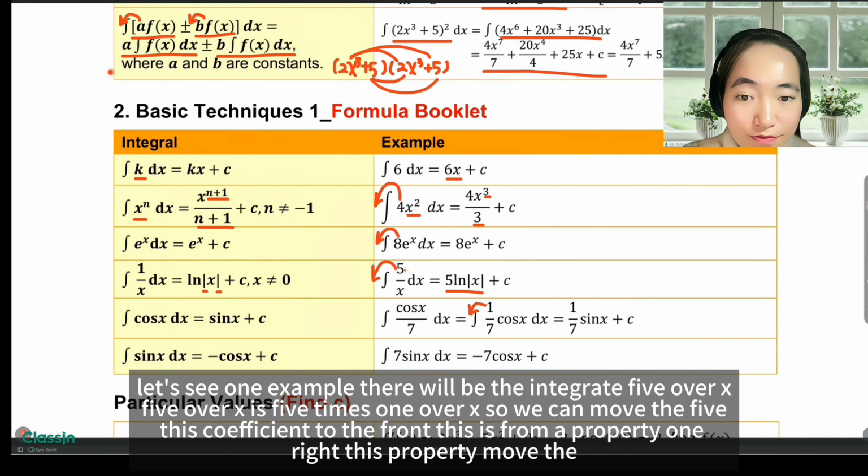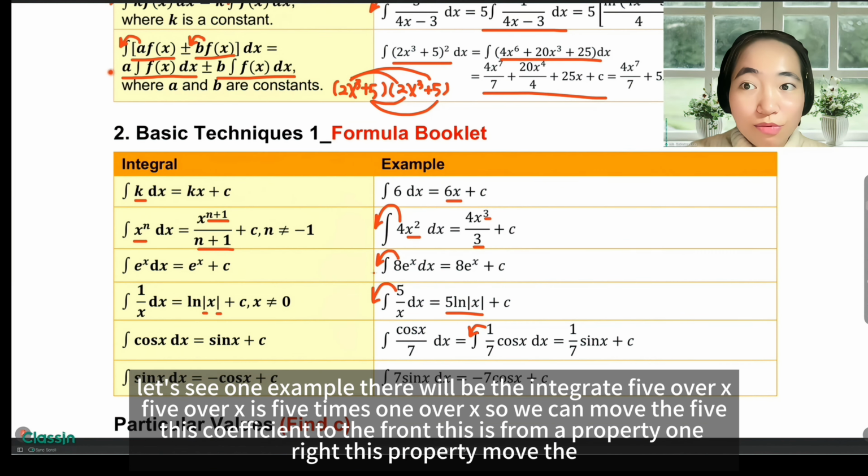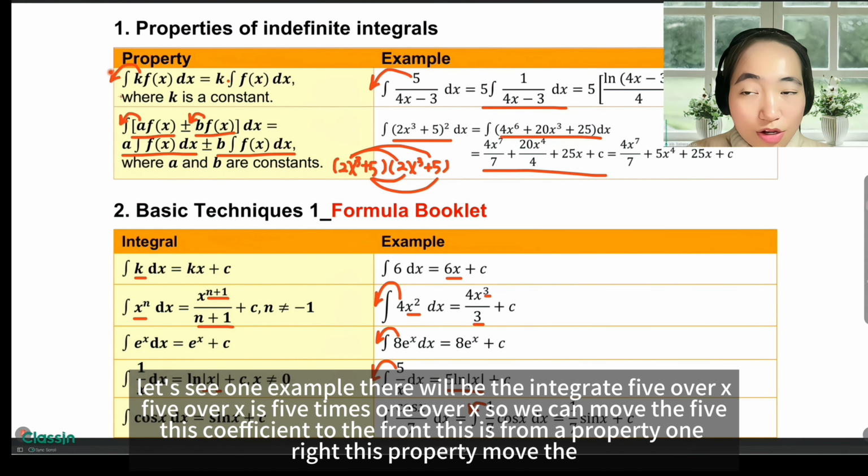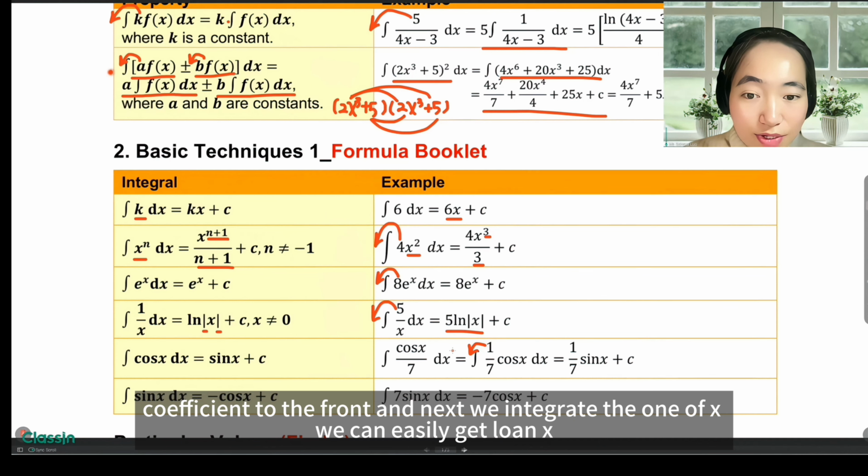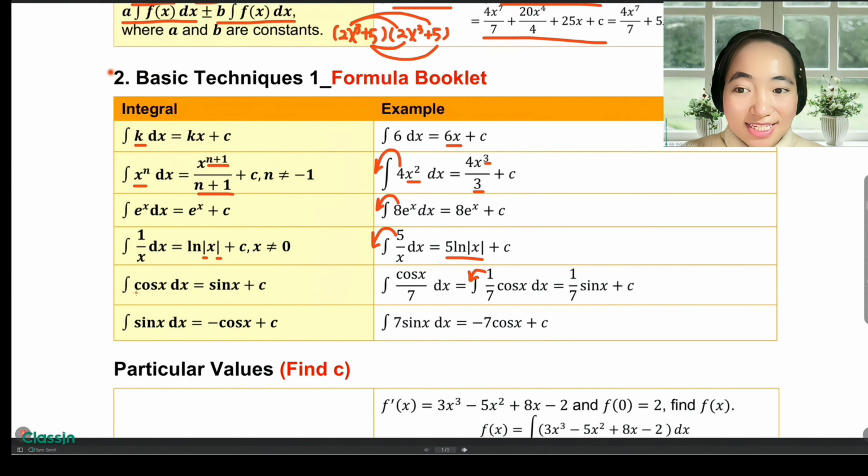There will be integrate 5 over x. 5 over x is 5 times 1 over x. So we can move the 5, this coefficient, to the front. This is from property 1, right? This property, move the coefficient to the front. And next, we integrate the 1 over x. We can easily get ln of the absolute value of x.